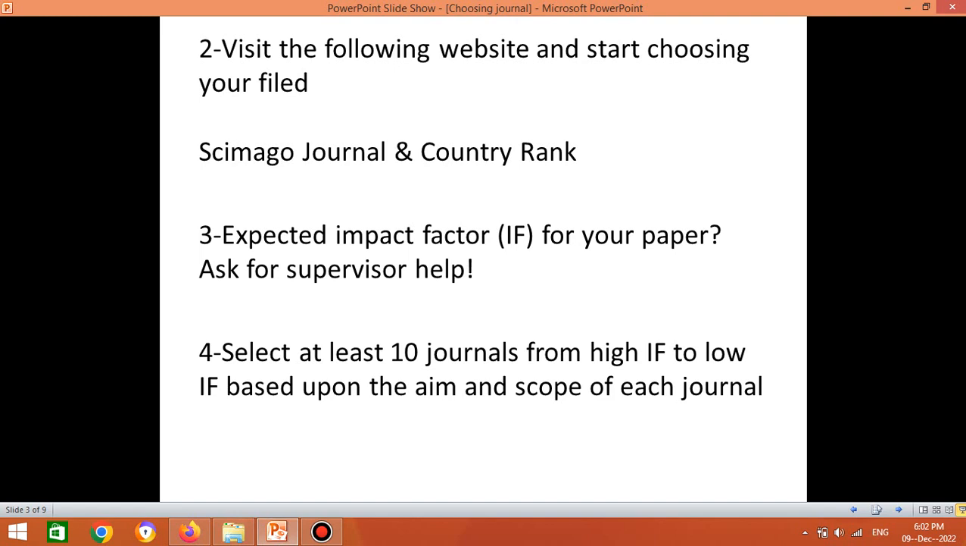You have to make a target from, for example, an impact factor of 2 to 4. You have to select at least 10 journals from high impact factor to low impact factor, based upon the aim and the scope of each journal, which matches the aim of your paper.